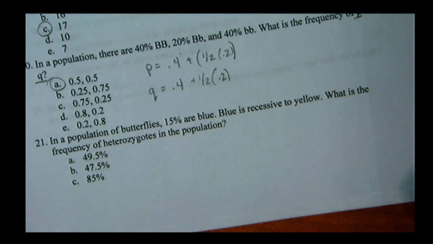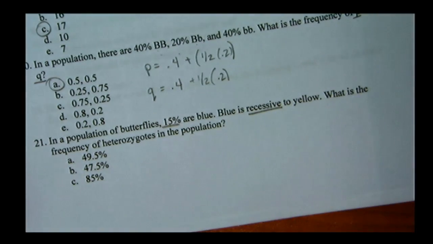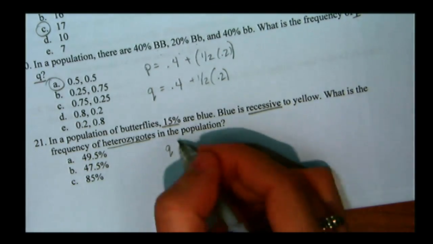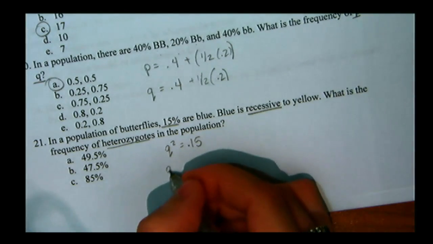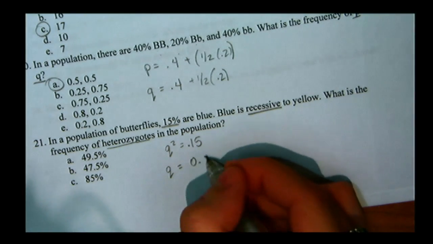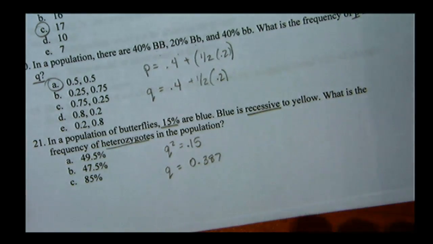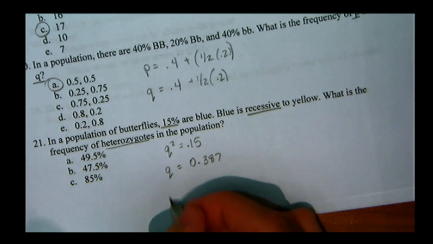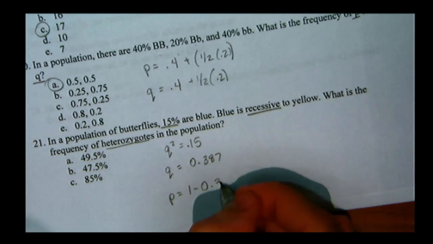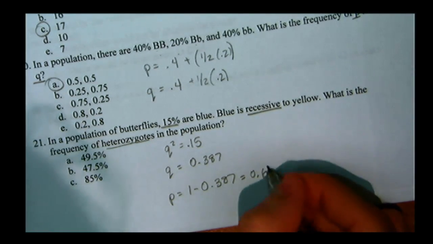We know that we need the frequency of P as well, because we're looking for the heterozygote. So always remember P plus Q has to equal 1. So if we say that P has to equal 1 minus 0.387, that is going to give us 0.613. And you're not done yet. You need to find the frequency of the heterozygote. So then you'll have to remember here that that would be 2pq. That's the Hardy-Weinberg equivalent of your heterozygote. So you'll multiply 2 times 0.387 times 0.613. You do that math, you should get B, 47.5%.